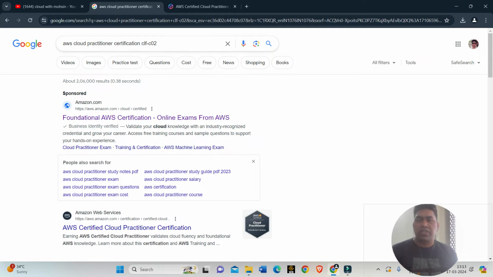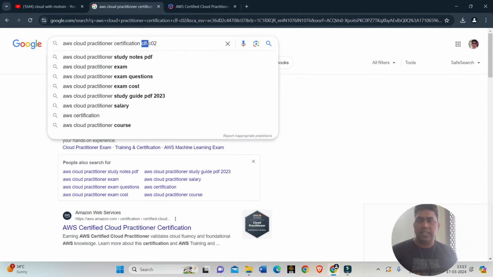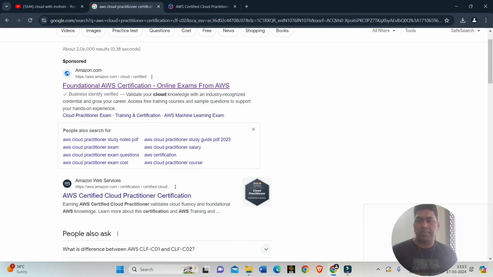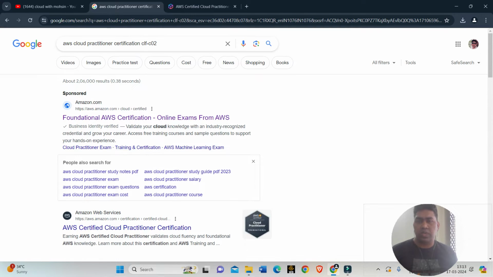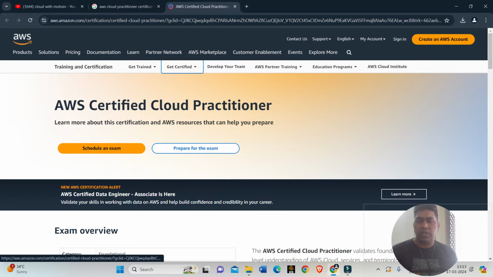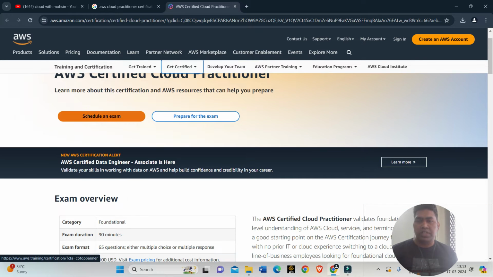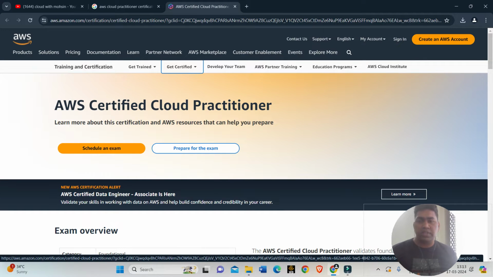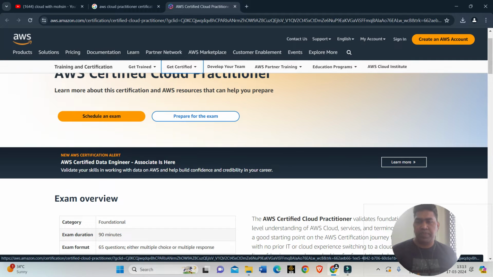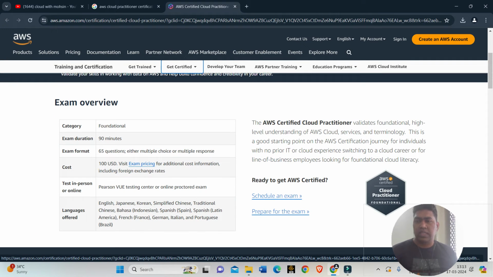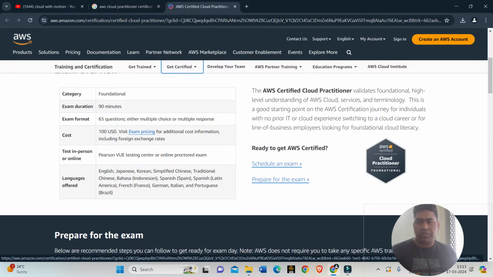So from where will you start? See, in Google you will type AWS Cloud Practitioner Certification. That's it, and it will bring you to this page on Amazon.com. Okay. So I have simply opened this, and this is the page that we are looking for. This page will give us everything about this exam. Okay. First of all, let's see the exam overview.